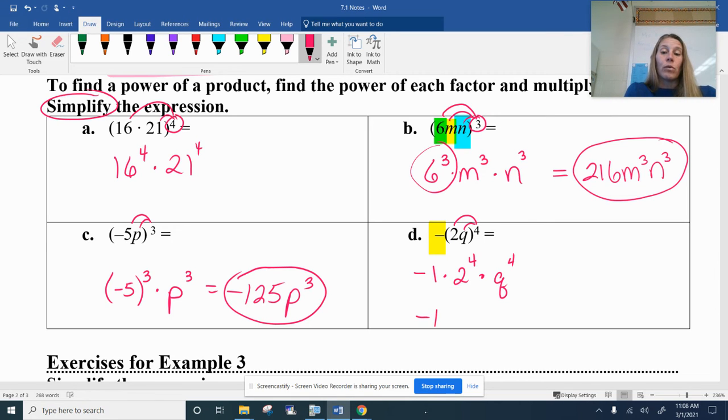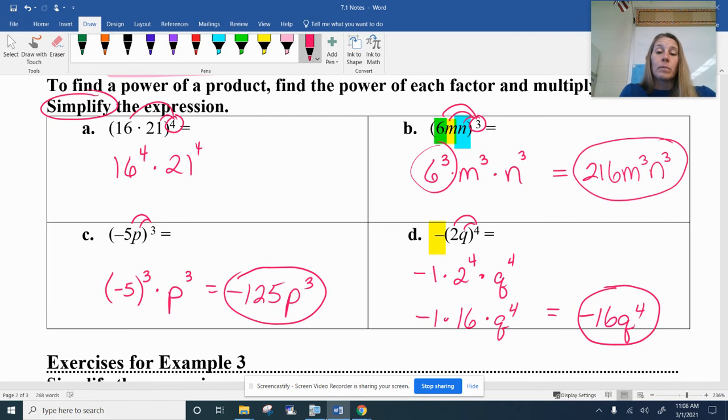So I have -1 times 2 to the fourth, which is 16. If you don't know it, put it in the calculator, and q to the fourth. Now -1 times 16, make that a -16. I don't need parentheses around it though because there's no exponent on that 16, and that's my answer. Now some people will just choose to work out this portion here and then just put the negative on the answer at the end.